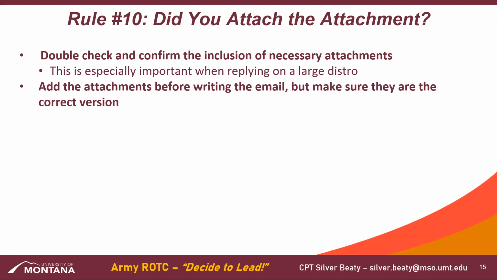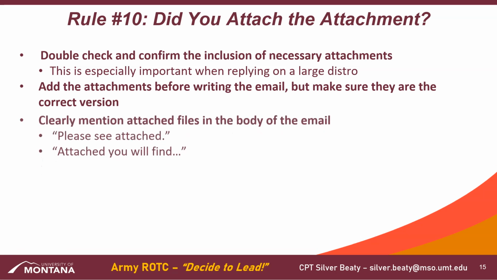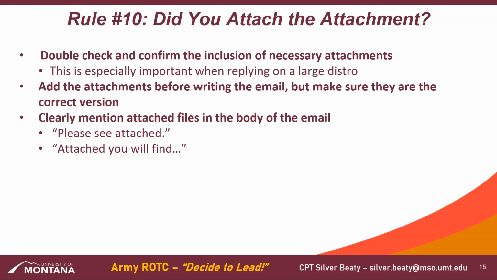So if you're one like me where you're typing out an email and then you go over and check that attachment and there's a couple of updates you need to make to it, make sure you save it and you're attaching the correct and most updated version of that attachment. And then another thing that I say is clearly mention that there are attached files in the body of the email. So I always say, please see attached or attached you will find.